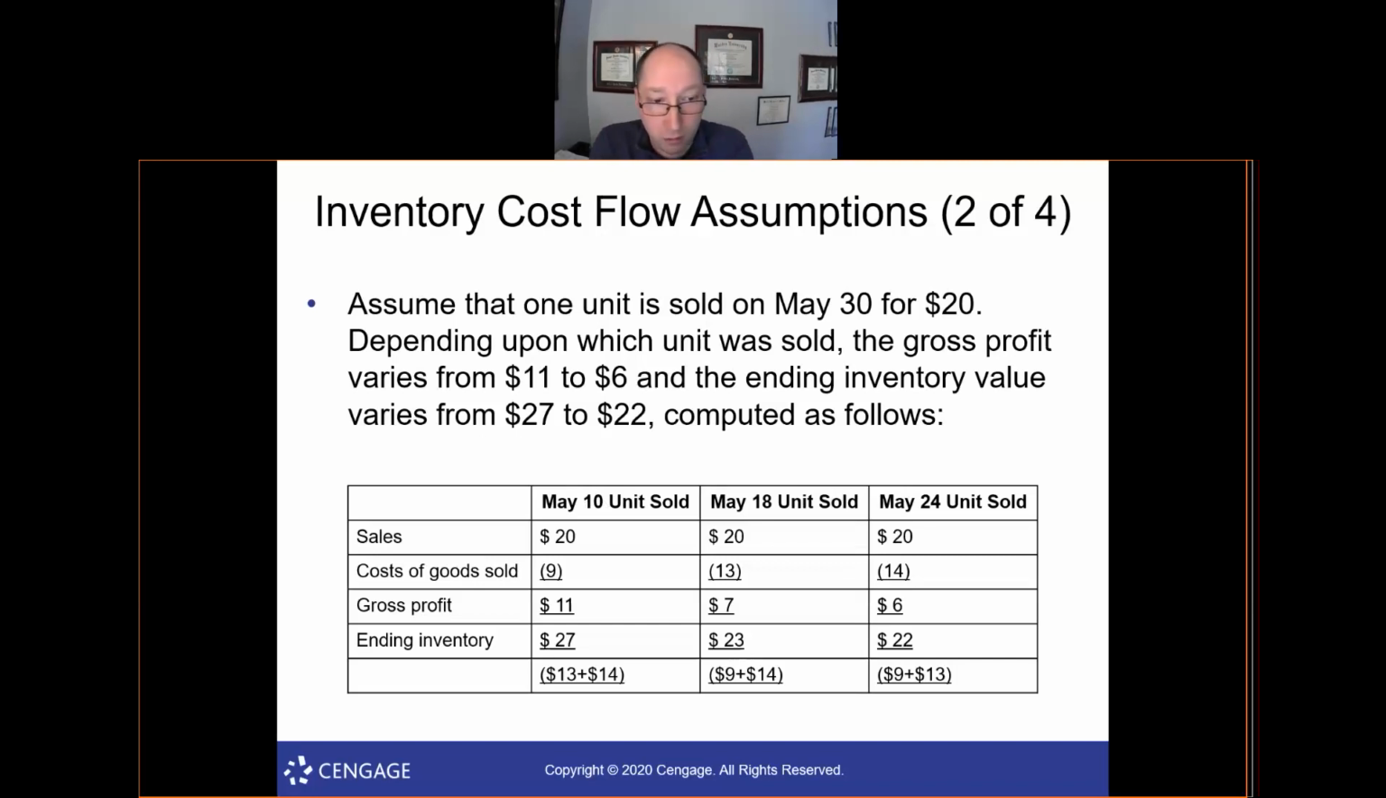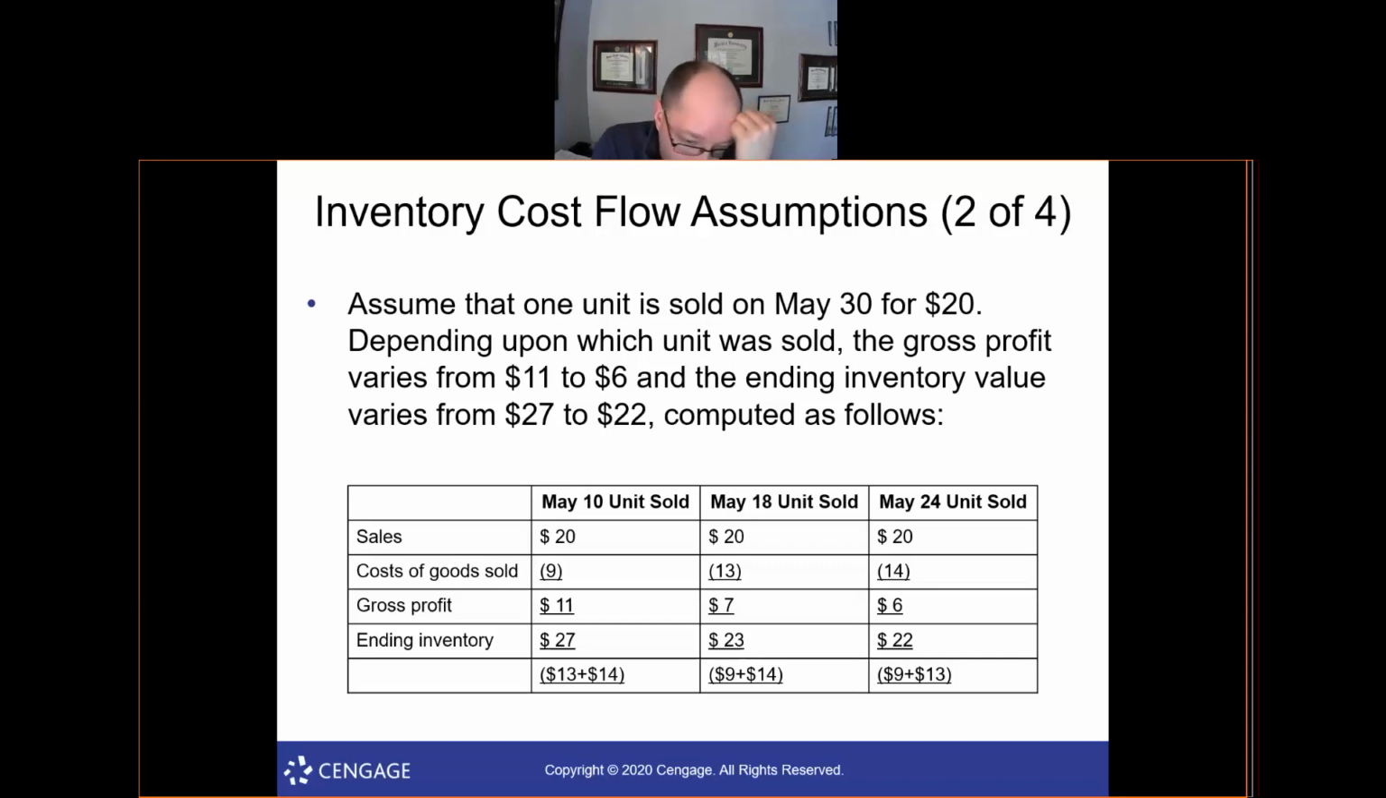Now, we're going to sell some of our coffee mugs. Let's assume that we sold one of our coffee mugs on May 30th for $20. Depending on which unit was sold, the gross profit will be different. It'll range from $11 to $6.